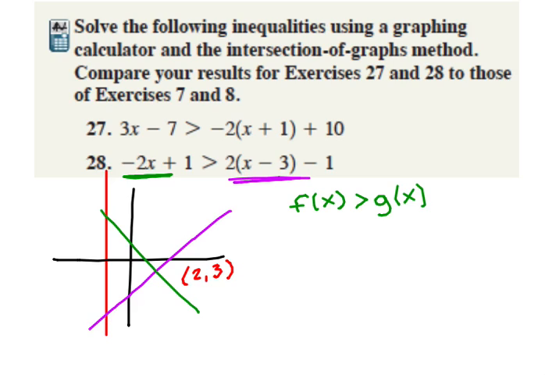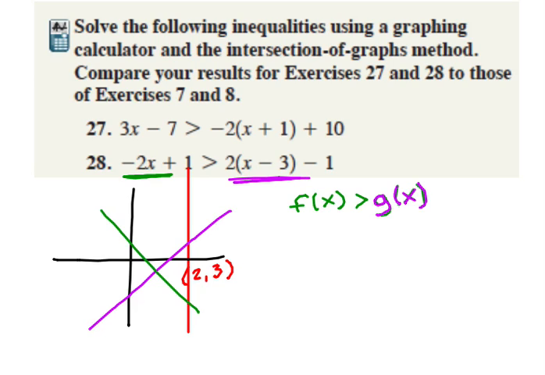And color coordinating wise, let me switch this really quick. Okay. So I know that the green is greater than the purple. And so that is true all the way up until I hit my intersection point, which is where they are equal to each other, where they break even. And then as I continue further, that relationship flip-flops and we see the purple is above the green, or my g of x is actually greater than f of x.